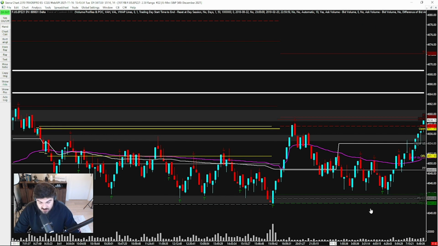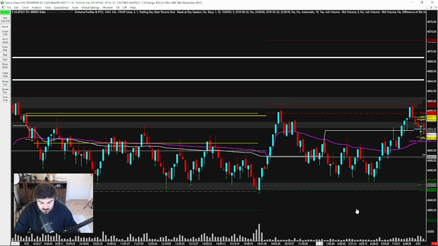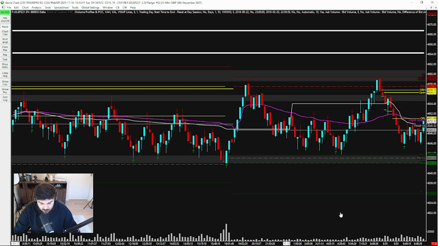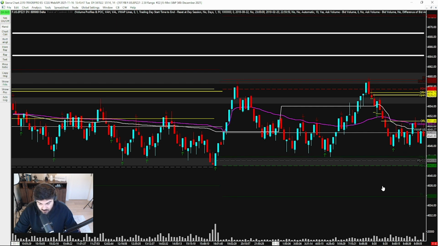So we approach this resistance. We've got paid on 2 contracts. What happens? We pull right back down to that support level. What do we do? We do it again. We buy it again, another 2 contracts. So we're back to having 4 contracts long.